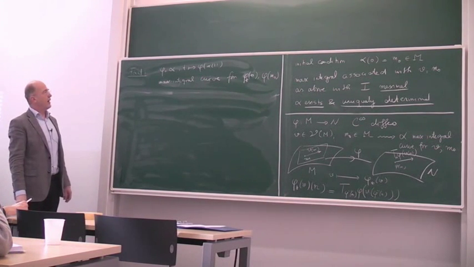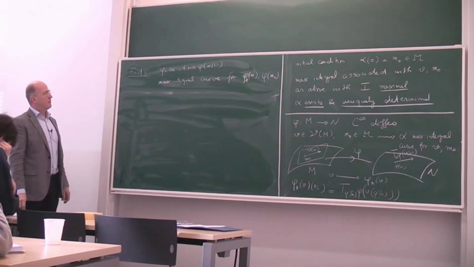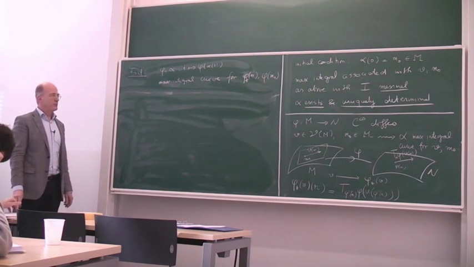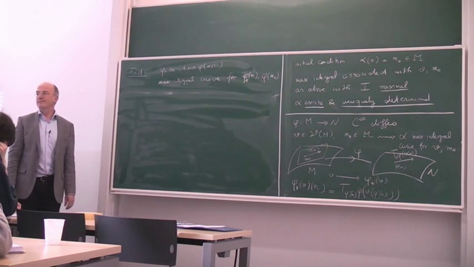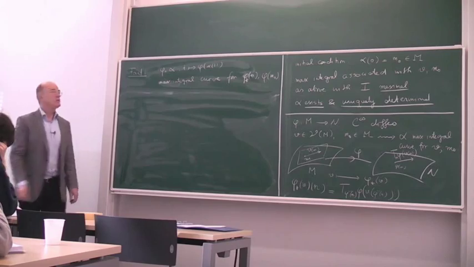So this is a first way to produce maximal integral curves for vector fields by using a general principle. Now there is a second way to do this.